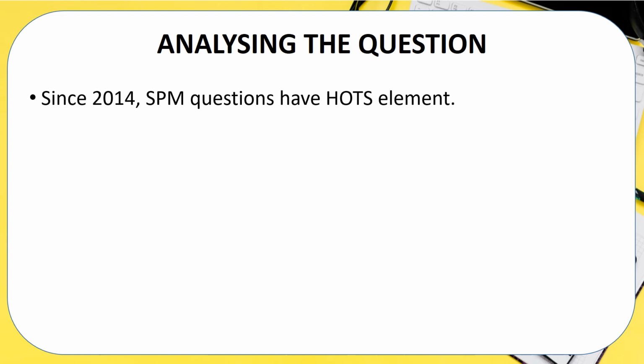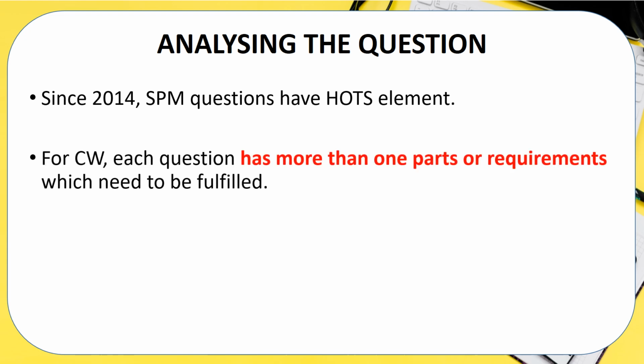Those are some requirements of the question that you need to fulfill, which is what makes the question require HOTS or higher order thinking skills. For CW, each question has more than one part or requirement which needs to be fulfilled. That's what I said earlier. If you have watched my previous video about a novel, I have shared with you how to analyze novel questions. For CW questions, basically the concept is somewhat the same, but we'll go through it again with CW questions later.